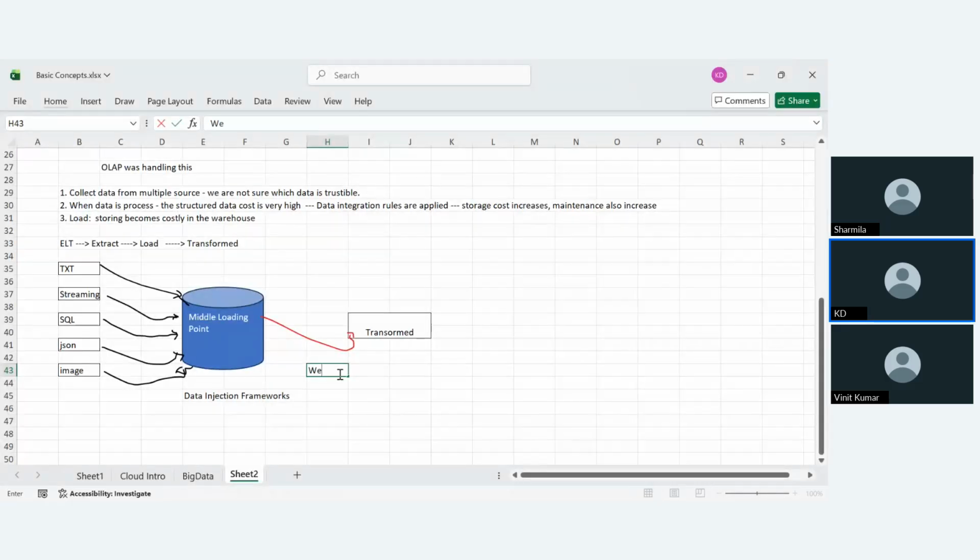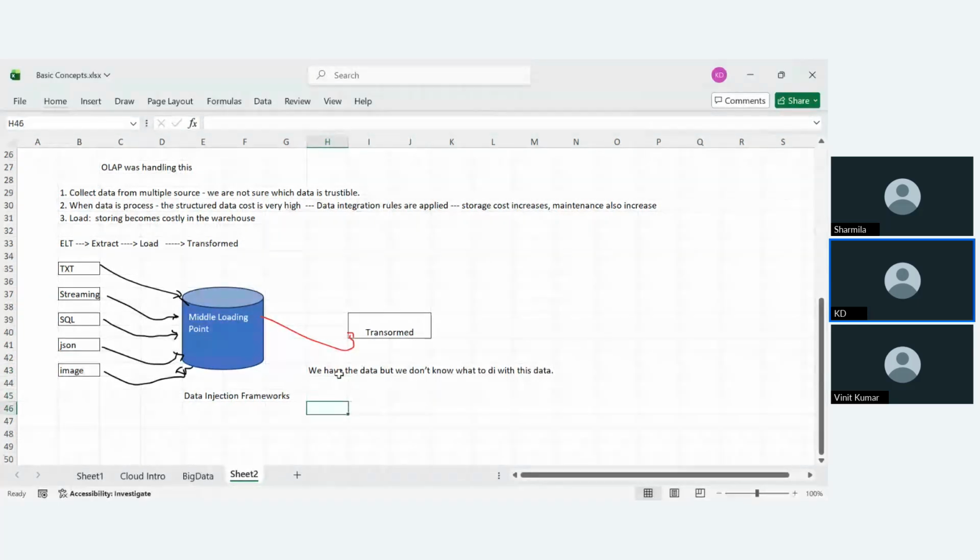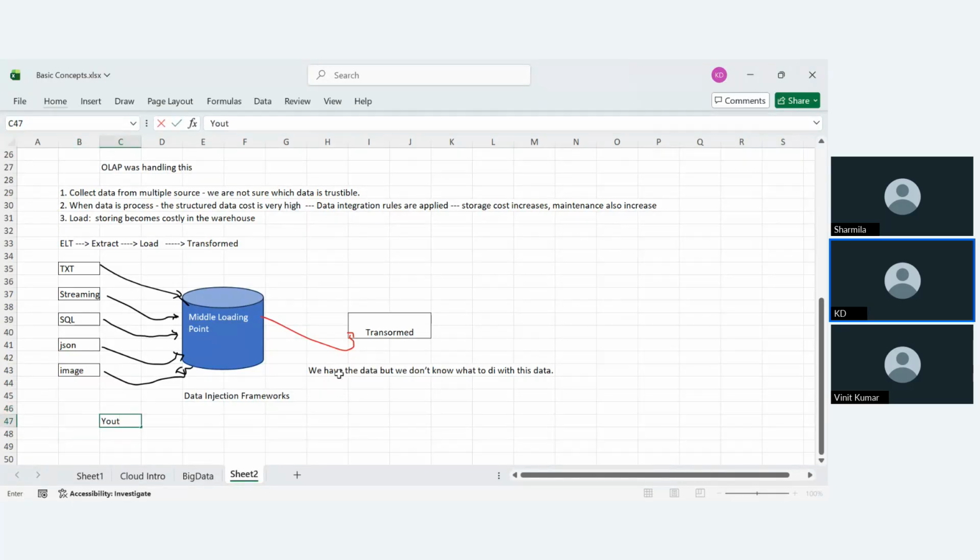Basically, what's happening here is we have the data, but we don't know what to do with this data. For example, let's say there is a lot of YouTube streaming data, or Facebook streams, or text chat data. At this point in time, you don't know what to do with the data.